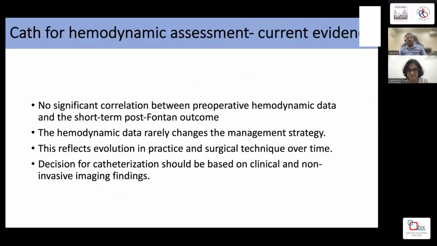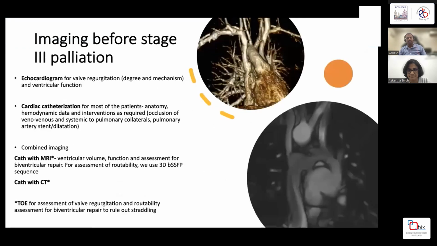So cath hemodynamic data: no significant correlation between pre-op hemodynamic data and short-term outcome is available. Hemodynamic data rarely changes the management strategy, and the decision for cath should be based on clinical and non-invasive imaging findings in individual patients. So in the current practice, the echo we perform is for valve regurgitation, degree and mechanism, and ventricular function. Cardiac cath for most of our patients is for anatomy, hemodynamic data, and interventions as required.